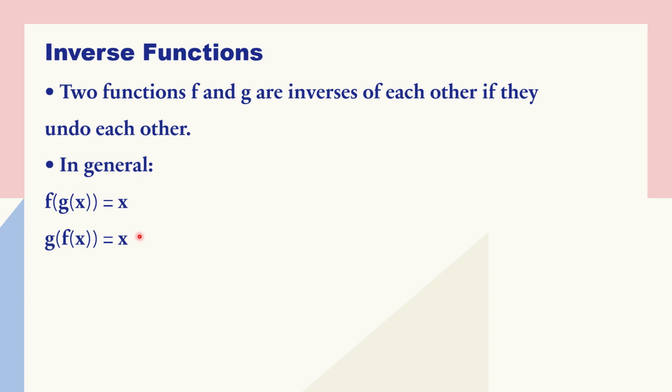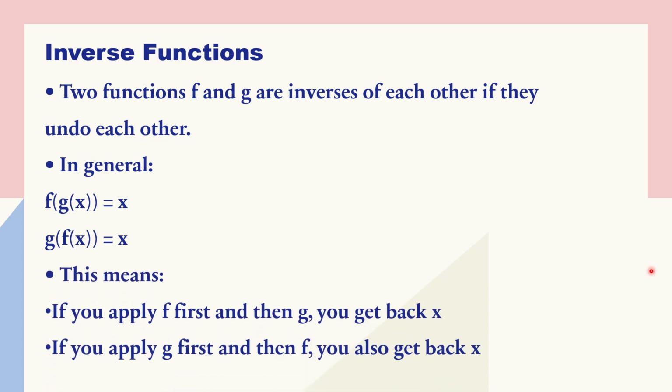Okay, if two functions are inverse of one another, they undo each other, and this way we can say that f of g of x should be equal to x and g of f of x should be equals to x, then only the functions are inverse of one another. So this indicates that if you apply f first and then g, you get back the x, and if you apply g first and then f, you are also gonna get the x only.